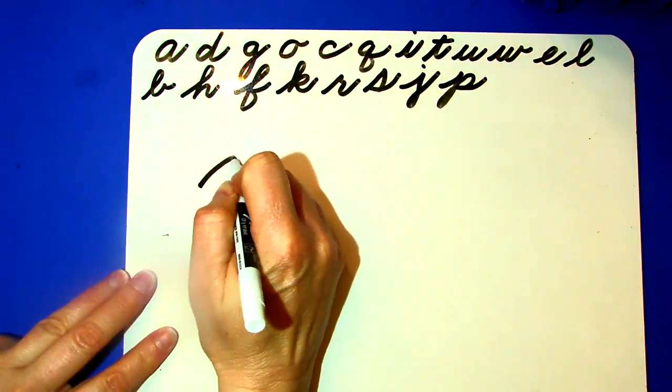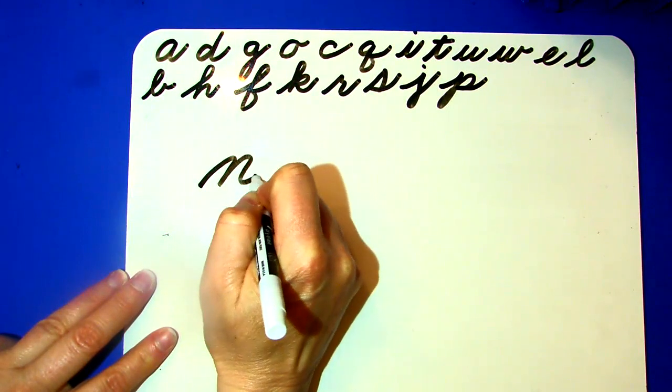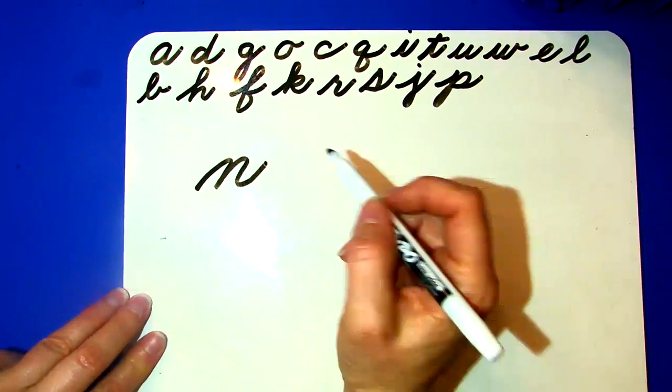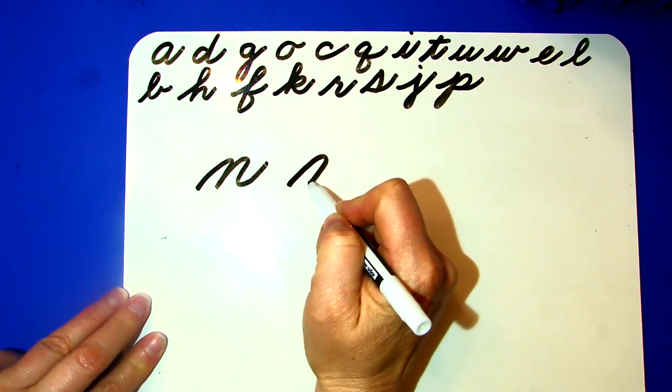Up and overcurve, pull back. Up and overcurve, pull back. Undercurve. There's your lowercase n, boys and girls. I'll show you again. Up and overcurve, pull back once.